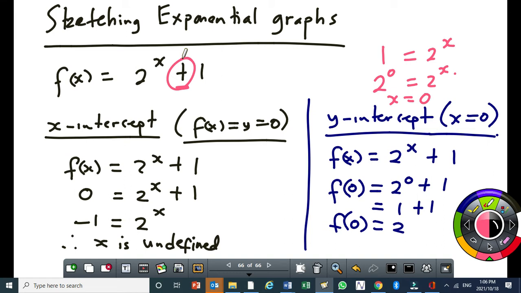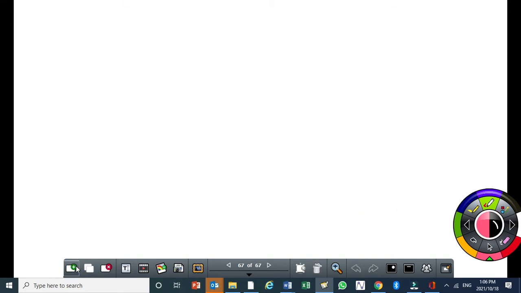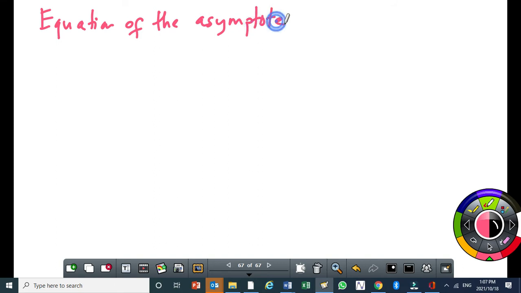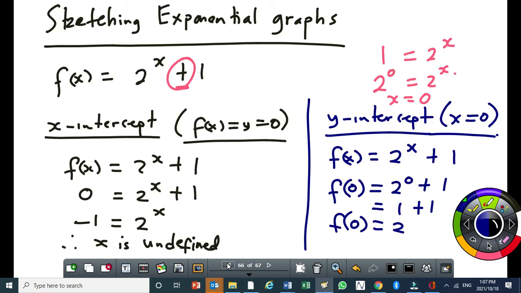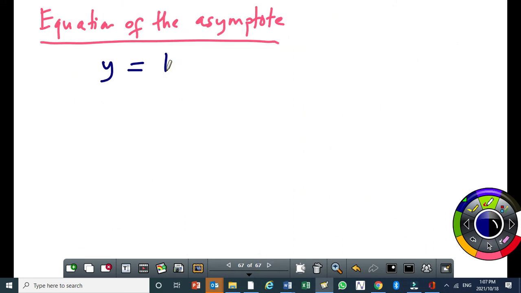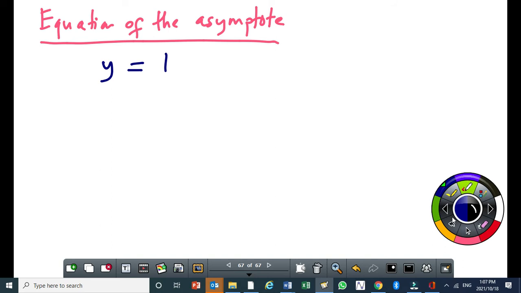Then, the equation of the asymptote. That equation is going to be y equal to positive 1, which is this. Y equal to positive 1. Right, now I can sketch. Allow me to sketch now.